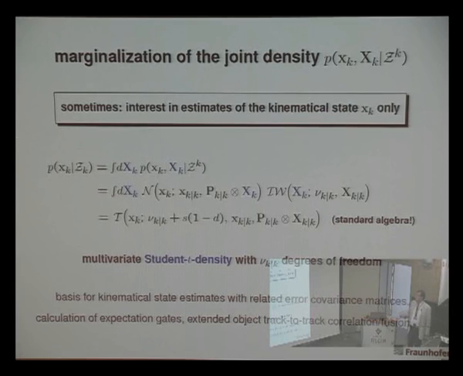Well, the marginal is a well-known density in statistics. It's a multivariate Student t density with new degrees of freedom. And this is the basis for kinematic target state estimates with related error covariances. It's a basis for calculating expectation gates for extended objects. It's a basis for extended object track-to-track correlation for fusion, and so on. So all the machinery that we have developed for point source targets can be extended to extended objects.